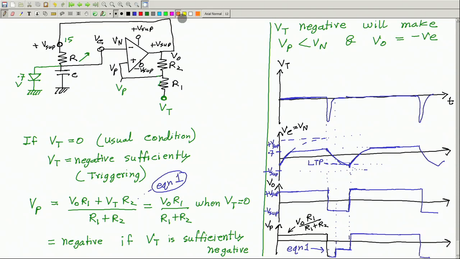So, if I mark this as point A, and here this point B, then from point B onwards, everything you can just copy from point A onwards. Great. Now, if you have understood this, let us ask some interesting questions.